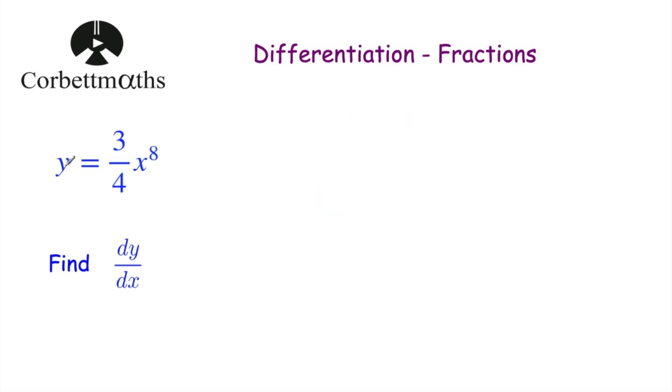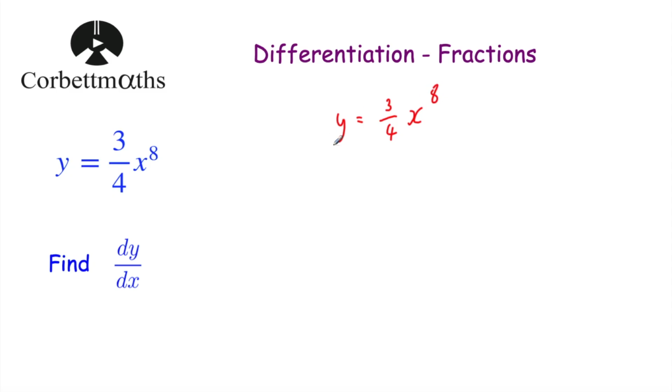So our next question, we've been given that y is equal to 3/4 x to the power of 8, and we've been asked to find dy by dx. So we've been asked to differentiate this. So we know that y is equal to 3/4 x to the power of 8, and we want to differentiate it, which means we want to bring down the power. So we're going to times this coefficient by 8, and then we're going to reduce the power by 1.